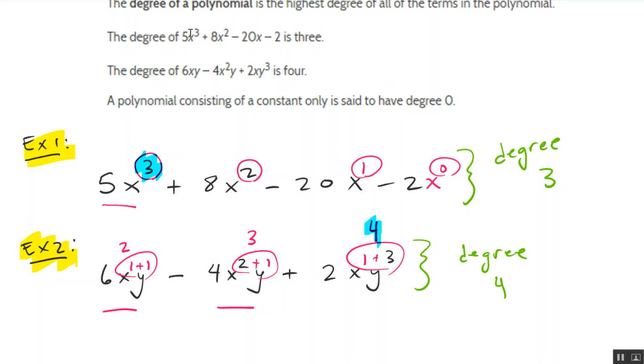One final note, a polynomial that just has a constant is said to have degree 0, for the same reason that this term right here had a degree 0.